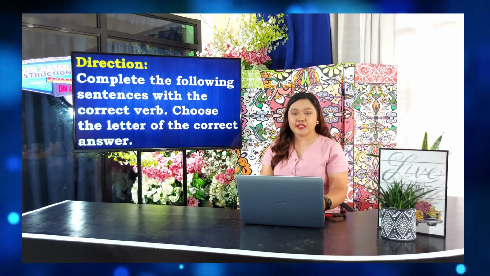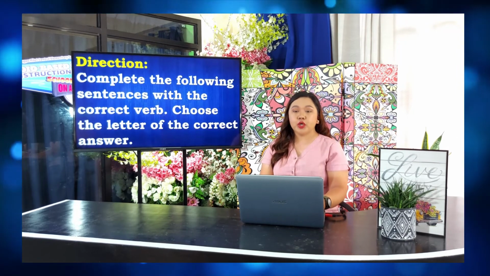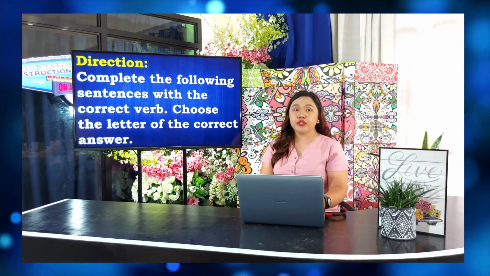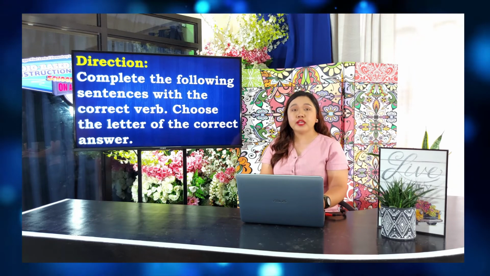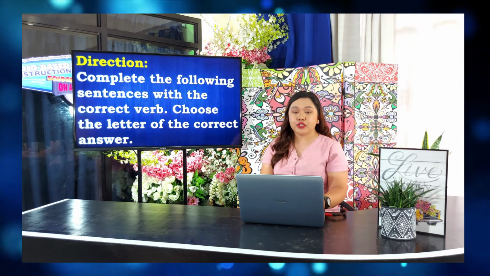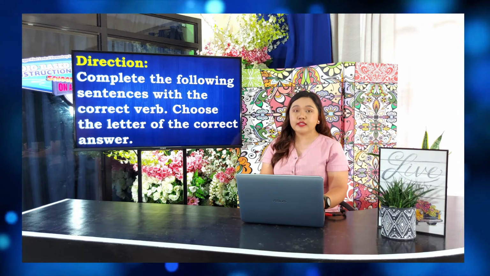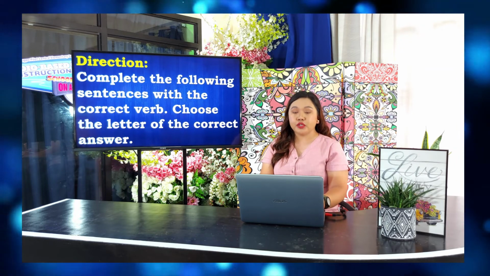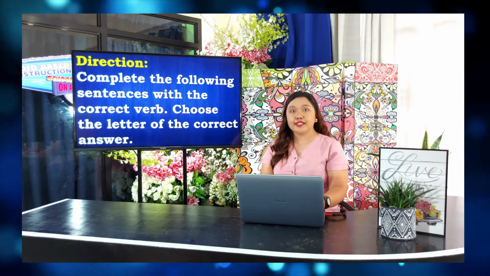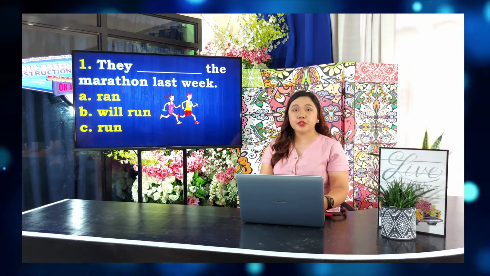Let us practice. Direction. Complete the following sentences with the correct verb. Choose the letter of the correct answer. Number 1. They blanked the marathon last week. Letter A, run. Letter B, will run. Letter C, run.